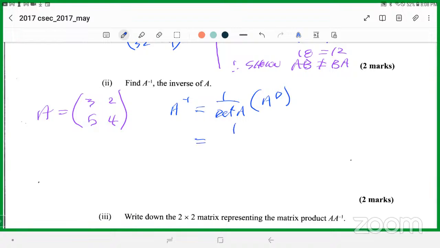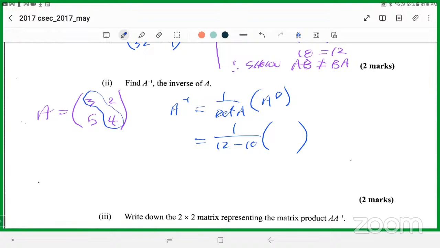1 over the determinant. The determinant is the first diagonal product, the 3 times the 4, which is 12, minus the second diagonal product, 5 times the 2, that's 10. Multiply by the adjoint.